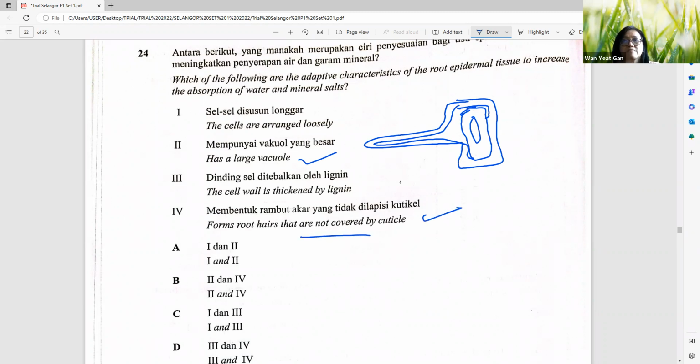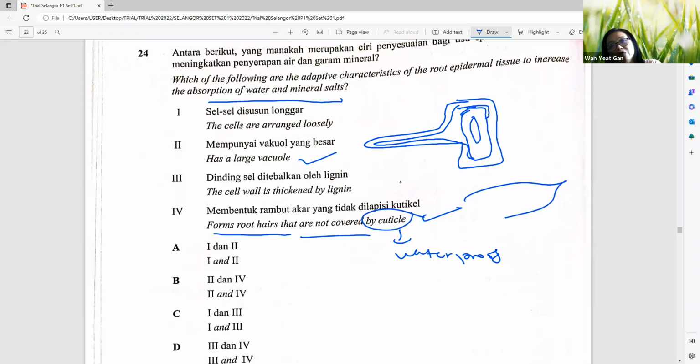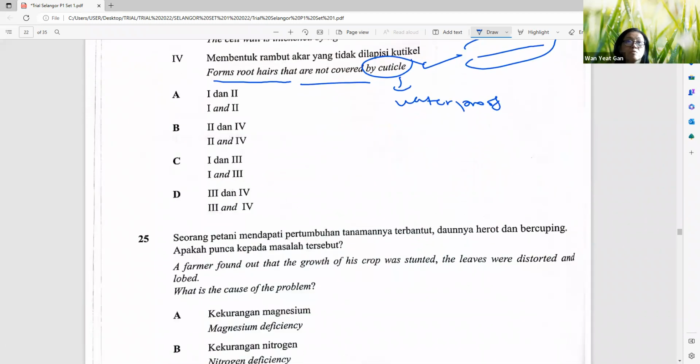And it is also not covered by cuticle, meaning cuticle is waterproof, and you know that the epidermis cannot be waterproof. In that case, the root cannot carry out its function of absorbing water and mineral salt. So therefore, the root hair is not covered by cuticle. Now, cuticle is only found on the leaf. The answer here is B.